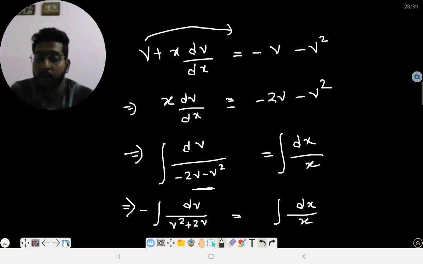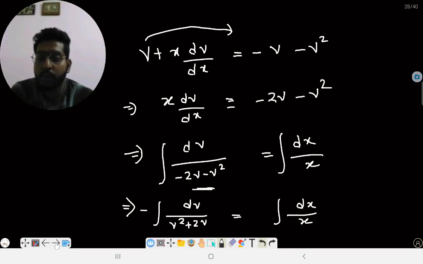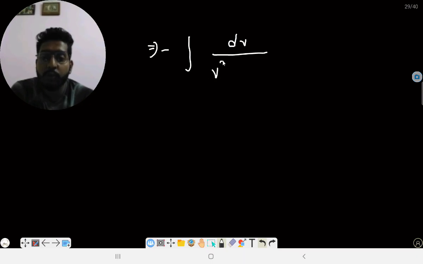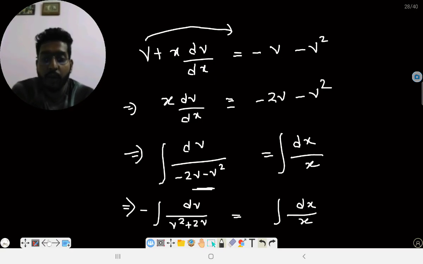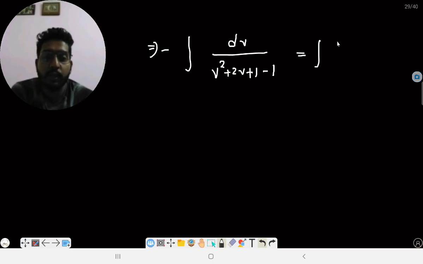Now we can see here minus integration of dv by v square plus 2v. The denominator is v square plus 2v. So for v square plus 2v, I'm just writing plus 1 minus 1, like this. And here it will be integration of dx by x. Done.